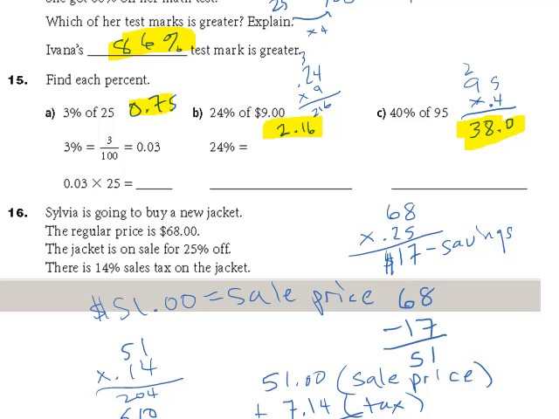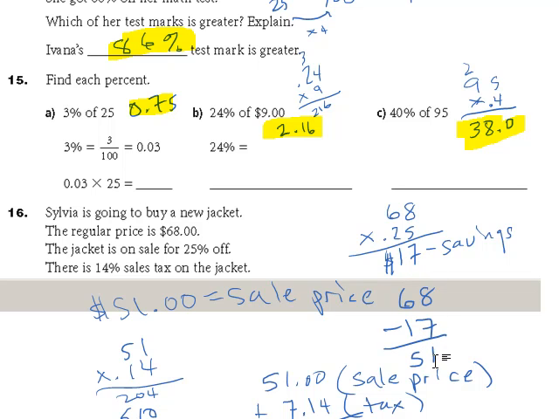This last one is going to be really quick. This last one is a purchase problem. So if you've got a $68 jacket and it's 25% off, that's going to be 68 times 0.25 to give you $17. That's your savings.